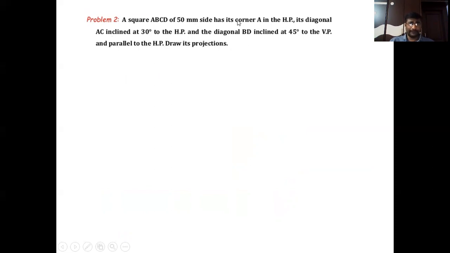First of all, we look for the surface inclination. In this problem, the surface inclination is not given. That's why we have to take the diagonal AC. Why do we select the AC diagonal? Because the corner A is in the HP. The diagonal passing through A is the only one that represents the surface inclination. So AC is inclined at 30 degrees to the HP. First of all, you have to give preference to this inclination, and then second preference to this inclination of 45 degrees, which is the other diagonal inclination.